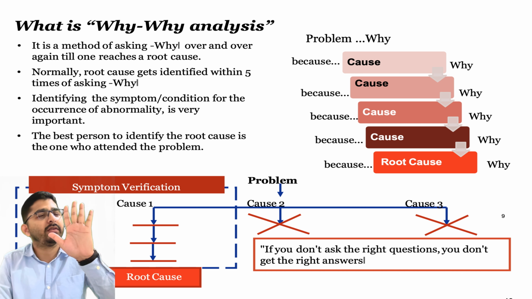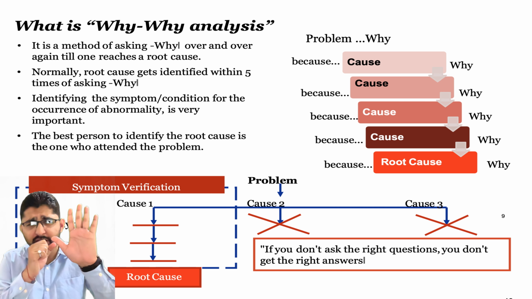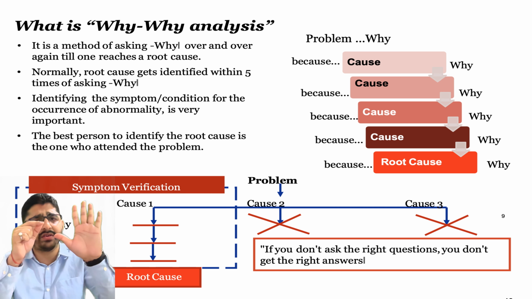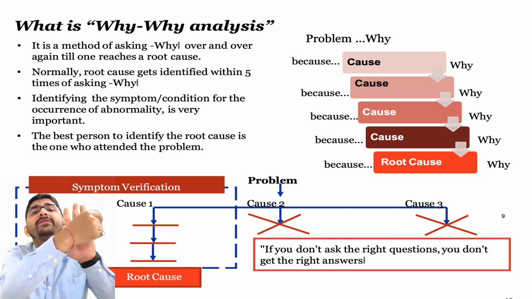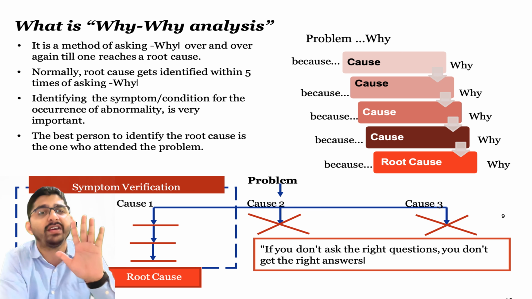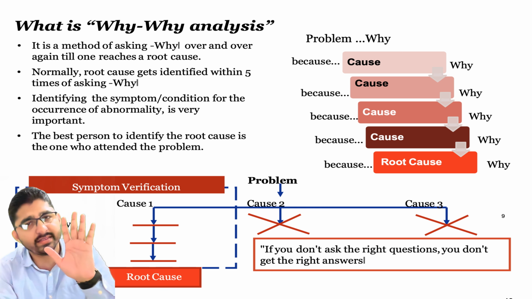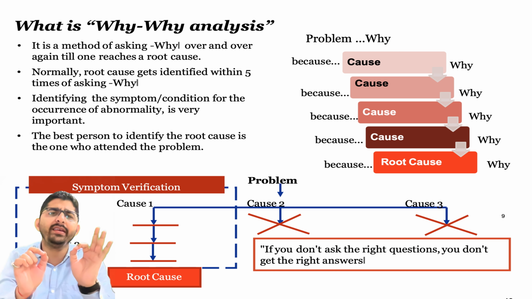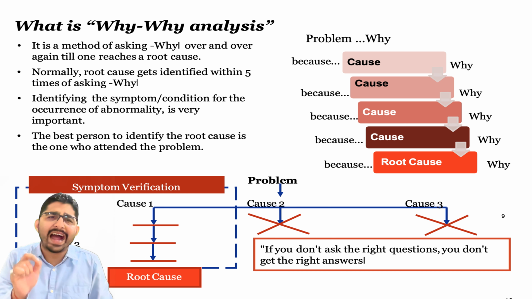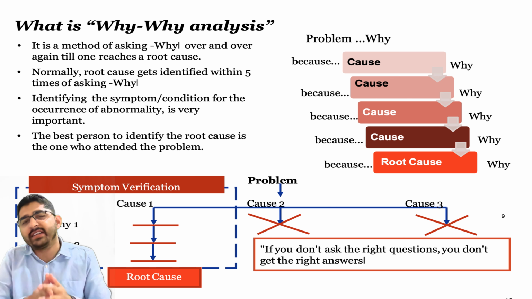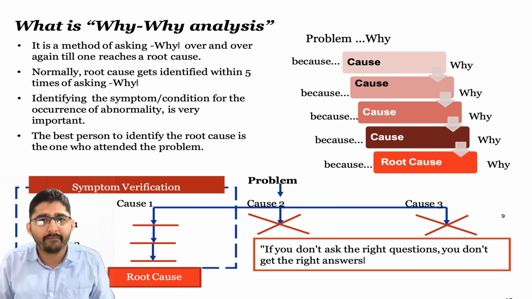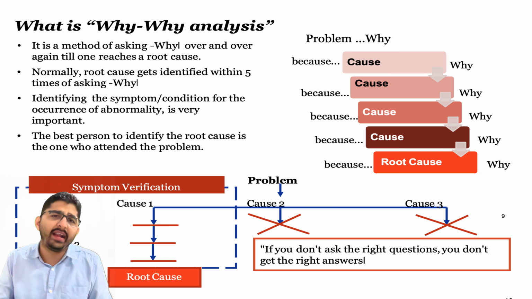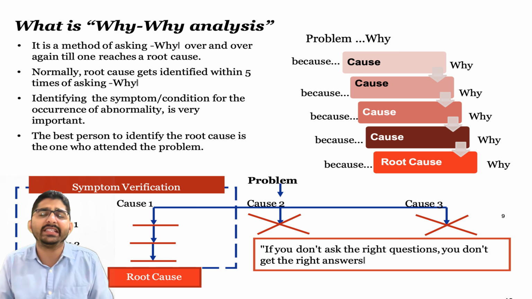So you need to reach a root cause by passing through these 5 whys. You can't go beyond 5 why, my friends. This is the limitation. Normally, the root cause gets identified within 5 times of asking why, as I told you, my friends. Identifying the symptoms or condition for the occurrence of the abnormality is very important.